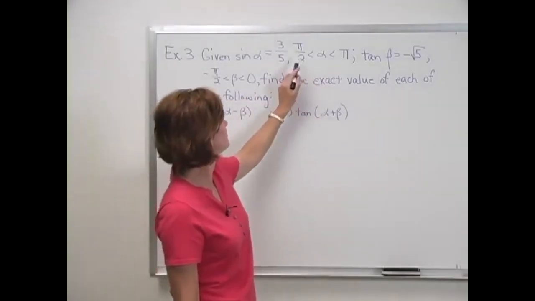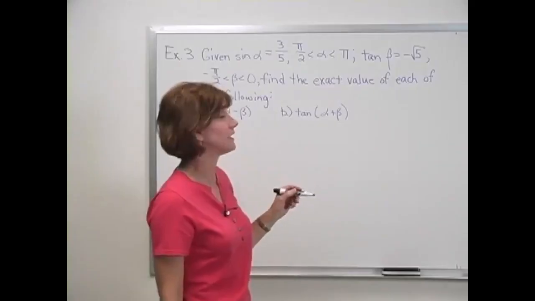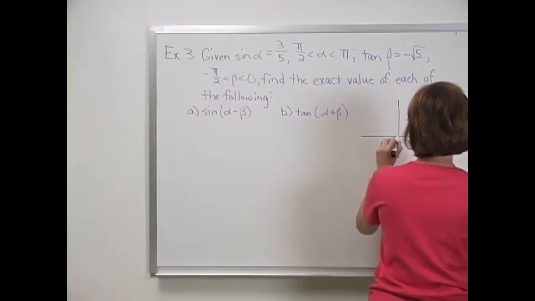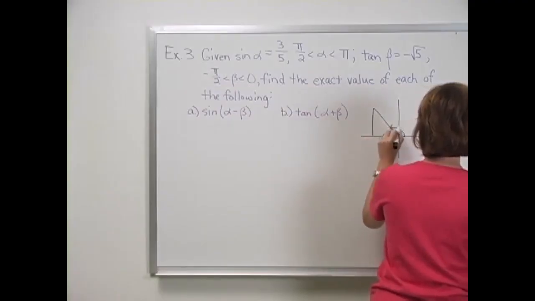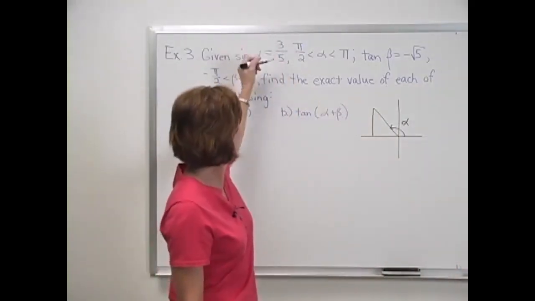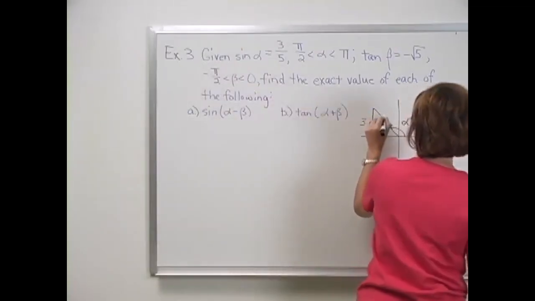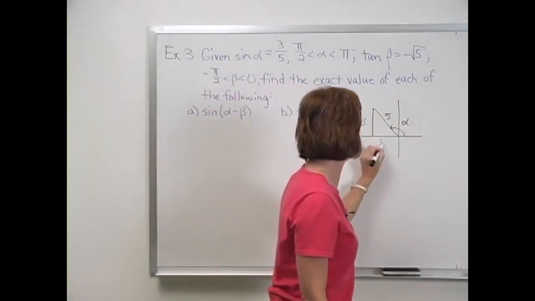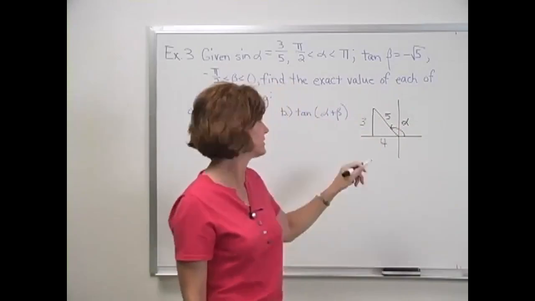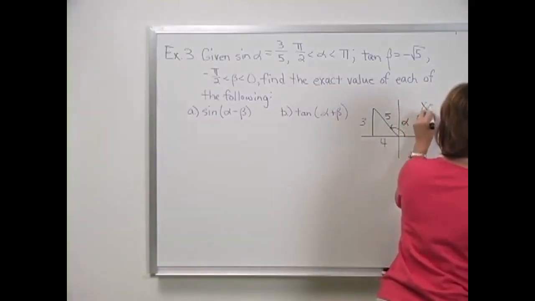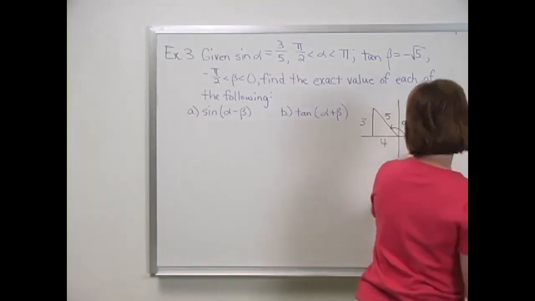So notice that alpha is between pi over 2 and pi. So that means that alpha is in quadrant 2. So we're going to draw a picture for alpha in quadrant 2. And we know the sine is 3/5. We know that the sine is y over r. So we know this side is 3, this side is 5. We use the Pythagorean theorem. The third side is 4. But we know since we're in the second quadrant, the x-coordinate is negative. So the x value is negative 4, the y is 3, and r is 5.